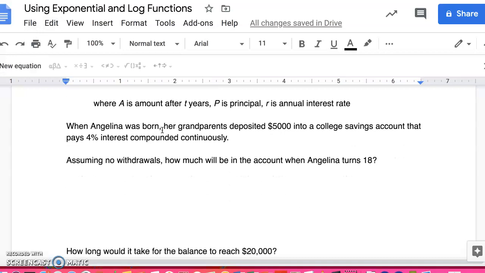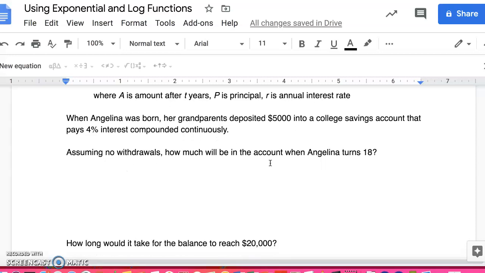So when Angelina was born, her grandparents deposited $5,000 into a college savings account that pays 4% interest compounded continuously. Okay? So assuming no withdrawals, how much will be in the account when Angelina turns 18? So after 18 years, what's happening? We just got to use A equals Pe^(rt) and solve for what we know. In this case, we want to know how much money is in the account at a particular time. So that's what we're looking for, A.